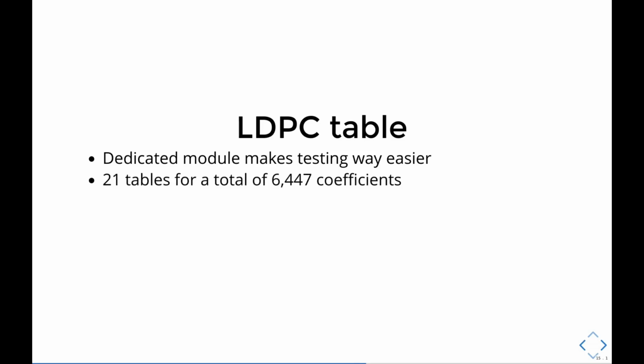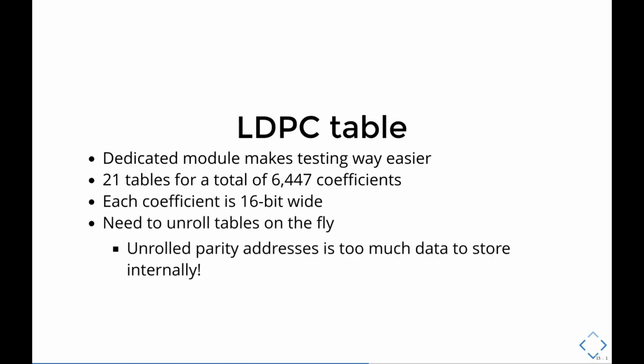So first of all, a dedicated module makes testing way simpler and faster. Next, if we go through the DVB spec appendixes B and C, we'll find 21 tables. Each one has a variable number of coefficients, but in total there are almost 6,500 coefficients, and we need 16 bits to represent them. As we've seen previously, we need to unroll the tables, and we need to do that on the fly, because if we stored the unrolled values, it would be just way too much data to store internally.